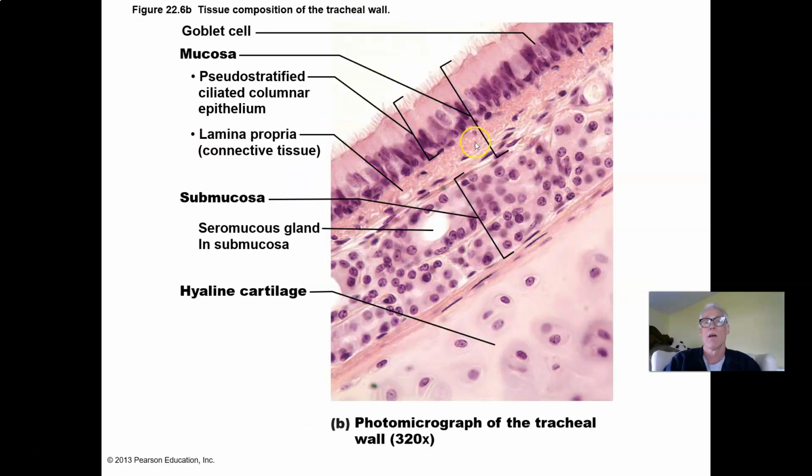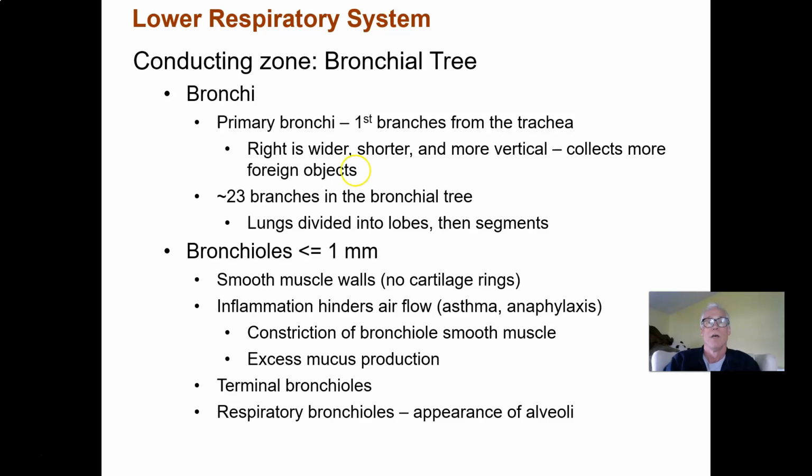And here's a little micrograph of part of the wall of the trachea. We can see the classic look of hyaline cartilage, the chondrocytes in their lacunae. We can see the ciliated pseudostratified columnar epithelium, again normally covered by a layer of mucus, which can then be swept out of the lungs.